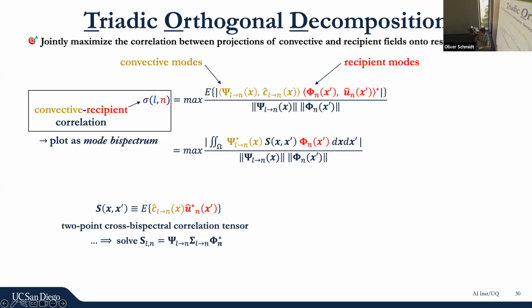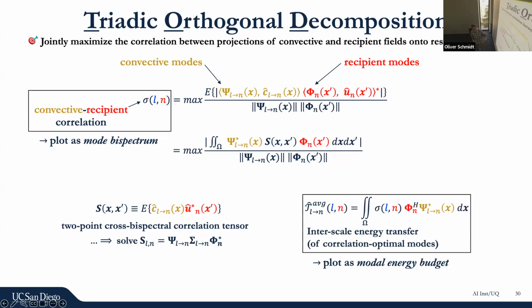So BMD, for example, was yet a different problem. There was a spectral range problem. This is just a singular value problem for this cross bispectral correlation tensor that we built between the right-hand side, convective, and left-hand side, our nth component, our recipient modes. So we just solve this, and then after a bit of derivation, we can actually compute the T-term, the average energy transfer between modes from the modes themselves, weighted by their covariance. And we can plot this as an energy budget.